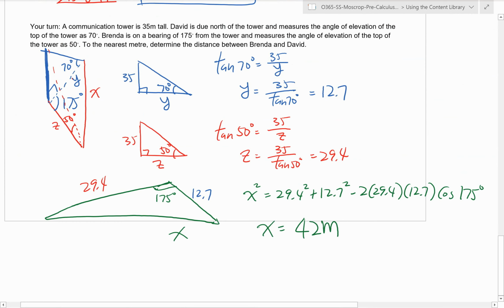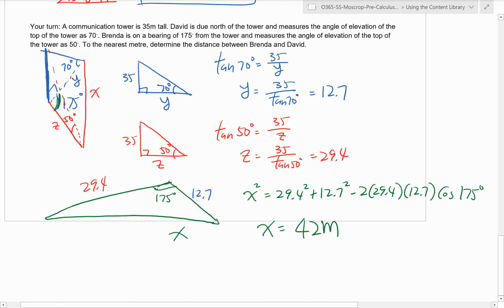Okay, so here is what I got. My final answer is 42 meters. One thing you need to notice here is it says David is due north of the tower. So I drew this as north, and here it says when the bearing is 175 degrees, it really is counting from the north. So if that's north, then this right here would be 175 degrees, and that's why I have 175 here.